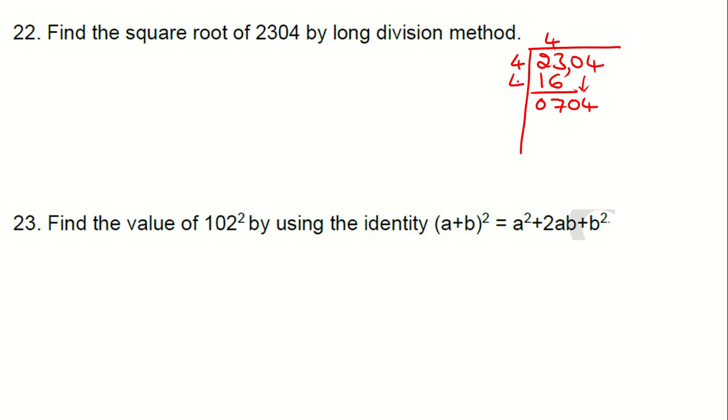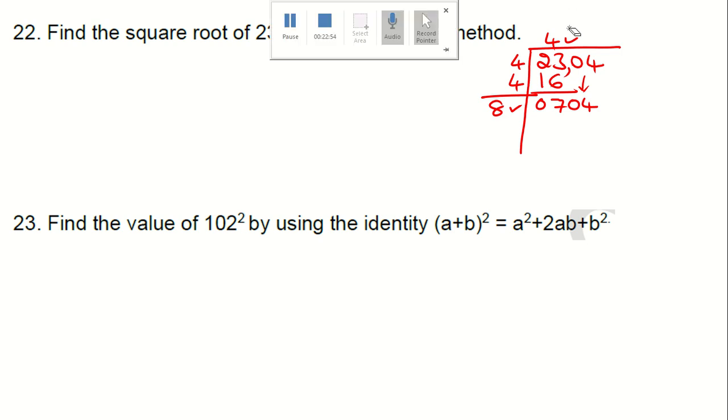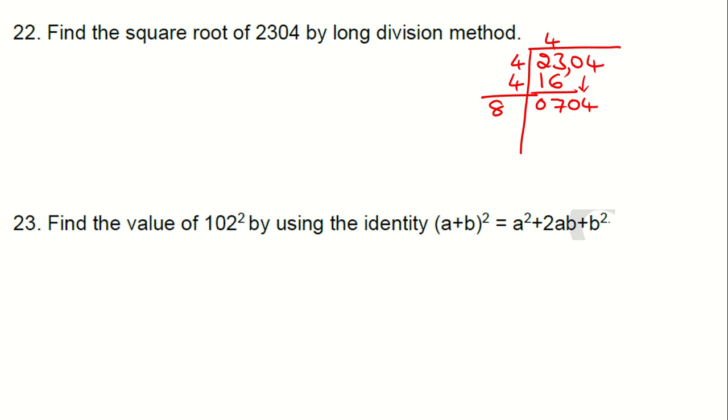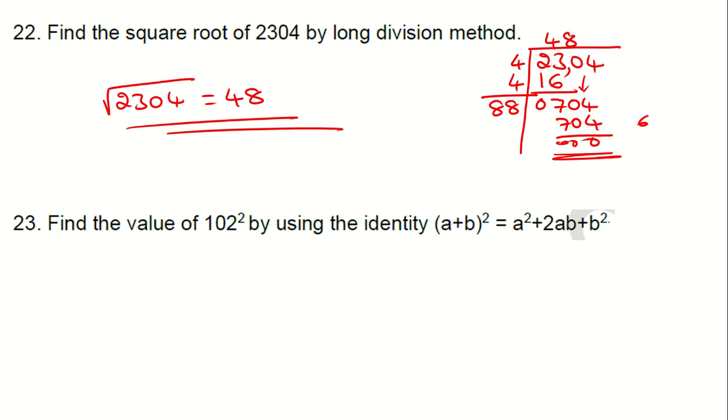In the next step, we add 4 plus 4, that is 8. What number do you put here and also here for getting 704? For getting 704, we put the same number in both places. If you put 2, 2 twos are 4, 2 eights are 16, that does not work. 8 eights are 64, it is possible. So you write 8, 8 eights are 64, and that completes the division. The square root of 2304 is equal to 48. So this is the correct answer.